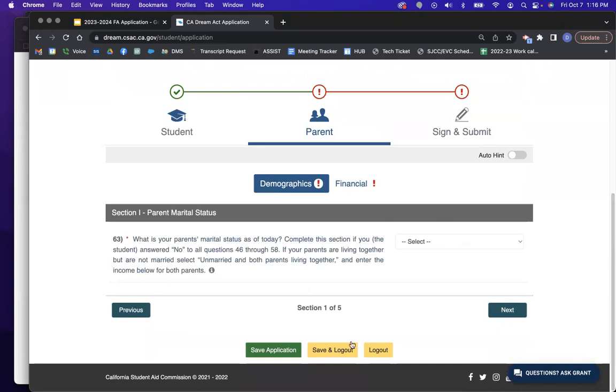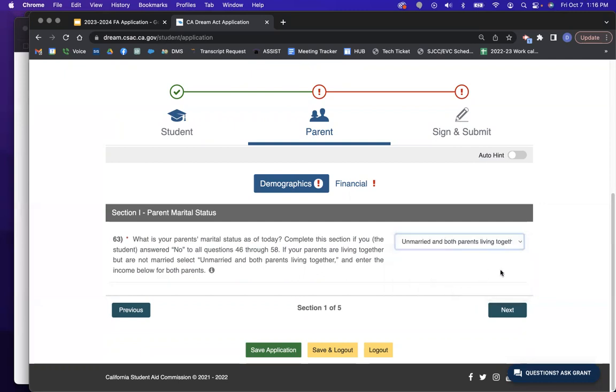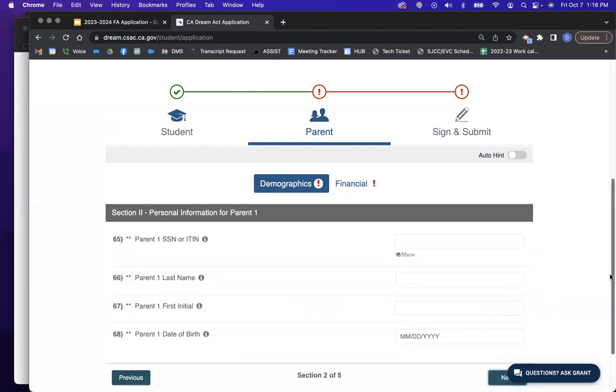And then it's going to go into your parents' demographics. So this whole portion that we did previously was for students that do file taxes. Obviously, if you do not file taxes, then you would just say not going to file and then move on to this portion of the application. It would fast forward you here. It's going to ask you what your parents' marital status is. I'm going to put unmarried and both parents living together because that's my parents.